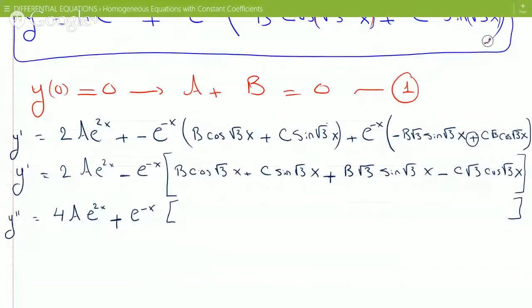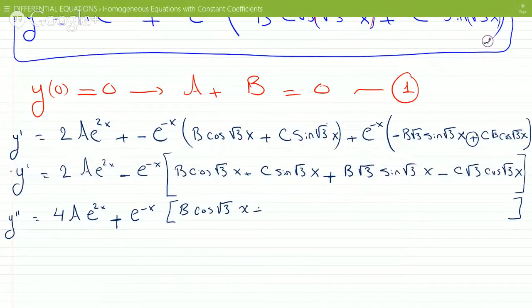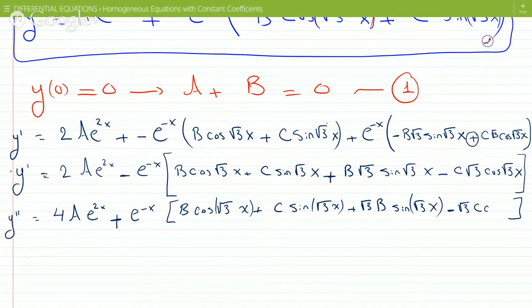Actually, let me just write it down here. So this is b cosine root 3x plus c sine root 3x plus root 3b sine root 3x minus root 3c cosine root 3x. Okay, so that's the first part of the product rule. Plus minus, let me start here. So minus, so I'm continuing down here.